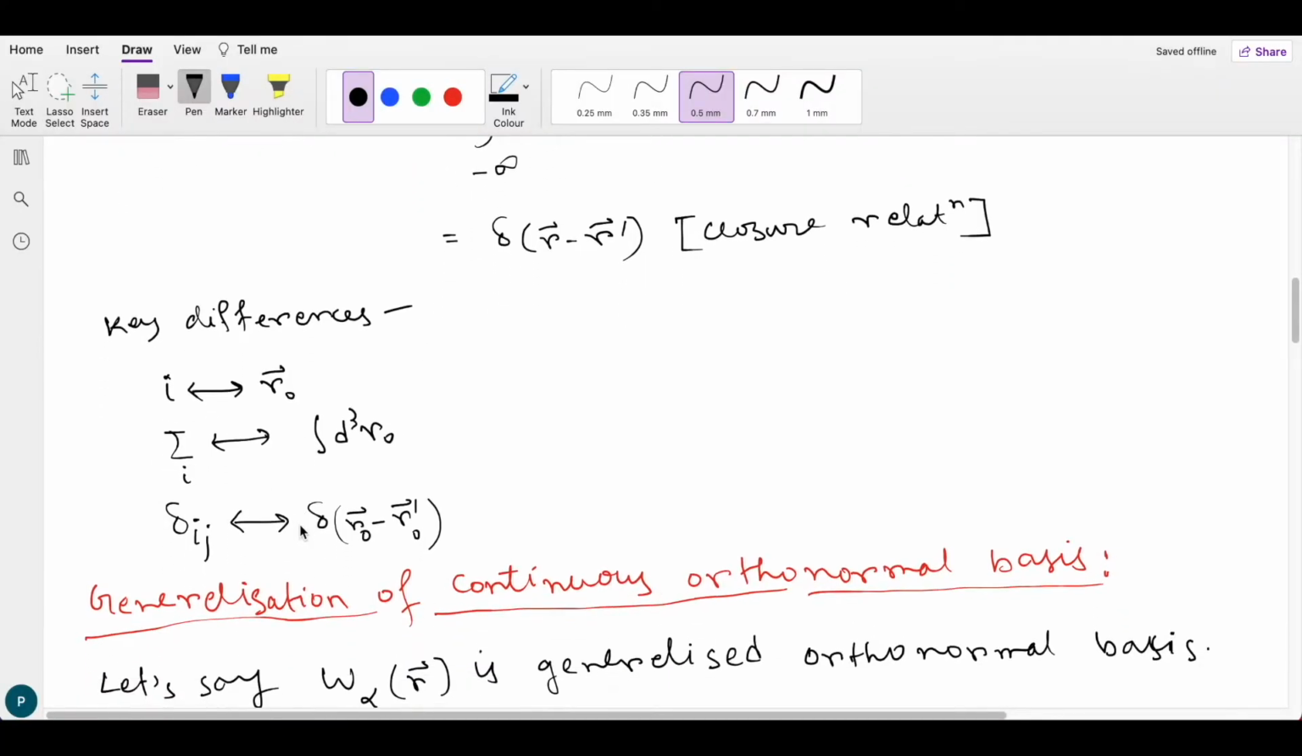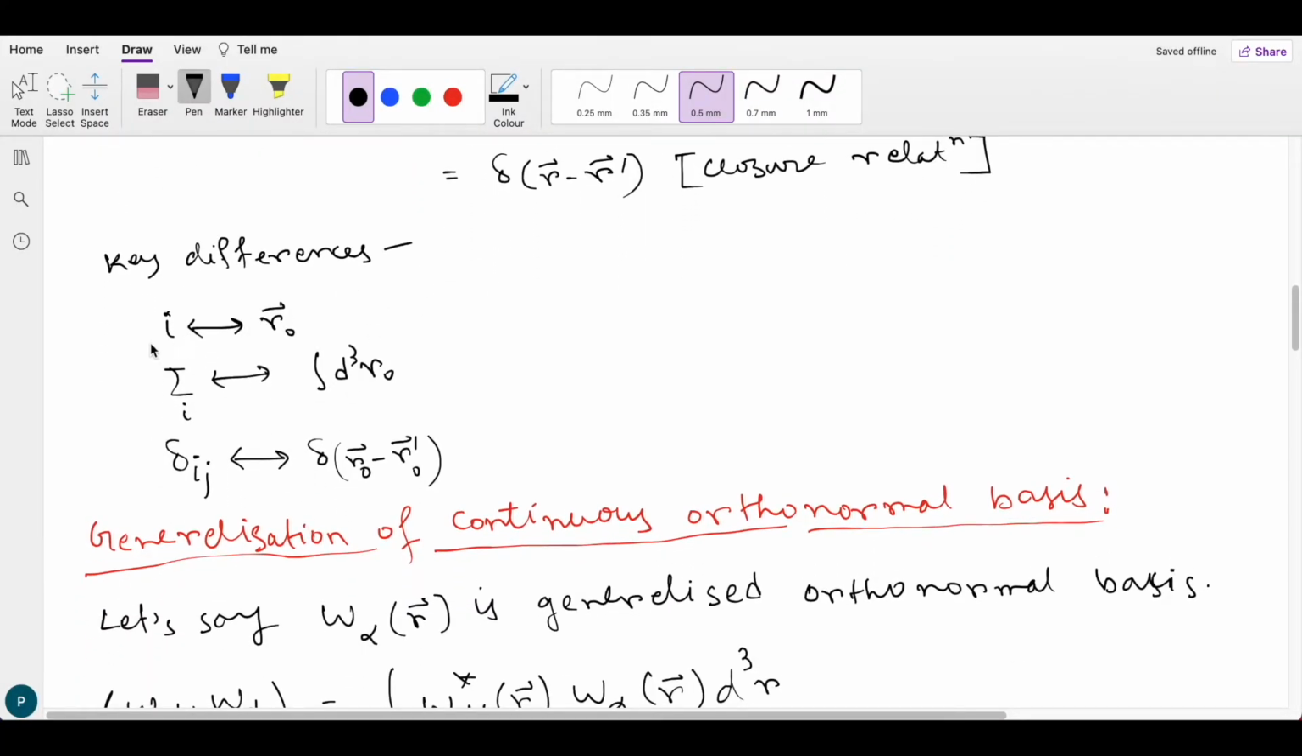So what are the key differences? The difference is that i changes to r naught, where r naught is a continuous parameter but i is a discrete parameter. It can only have integer values, but r naught can have any values, and the summation over i changes to integration with respect to the parameter r naught. And we have already said that the Kronecker delta changes to the Dirac delta function. These are the main three differences between discrete and continuous basis.